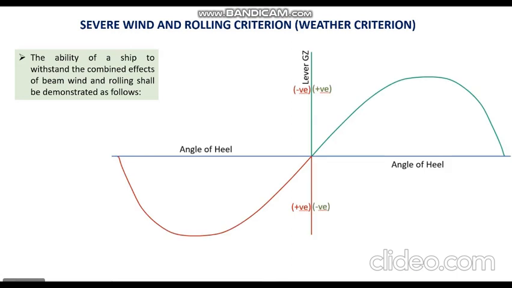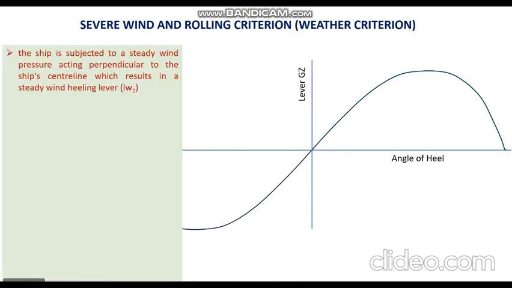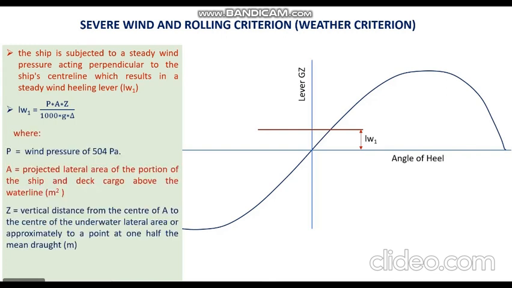Now you see this diagram. The ability of a ship to withstand the combined effects of beam, wind, and rolling shall be demonstrated as follows. We have the curve for the leeward side, curve for the windward side, right? A ship is subjected to a steady wind pressure acting perpendicular to the ship's center line, which results in a steady wind heeling lever LW1. So that's LW1. This steady wind heeling lever LW1 is to be calculated by the formula PAZ upon 1000 into g into displacement, where all these three are explained.